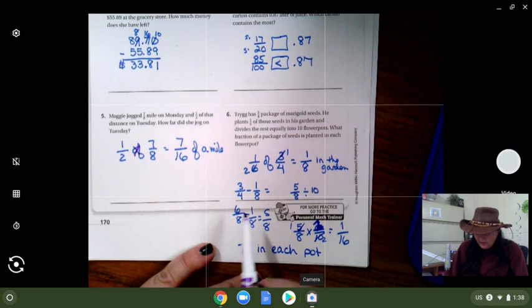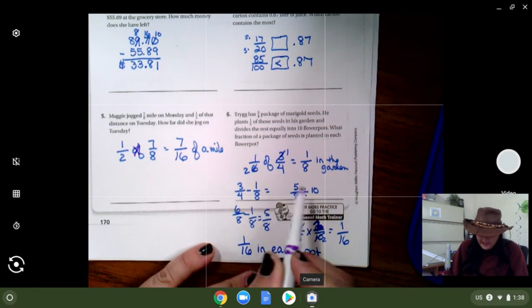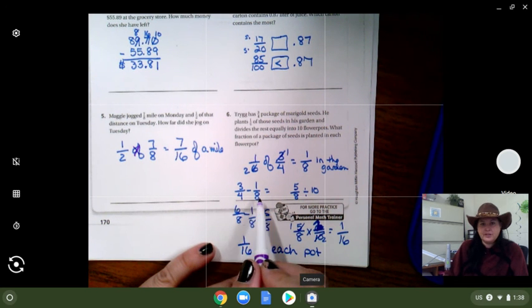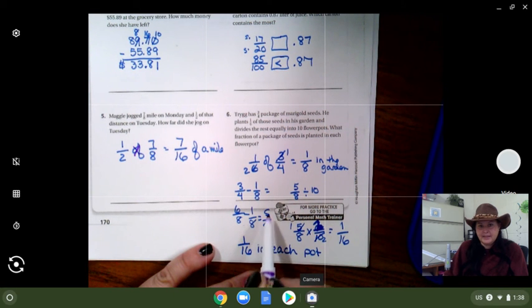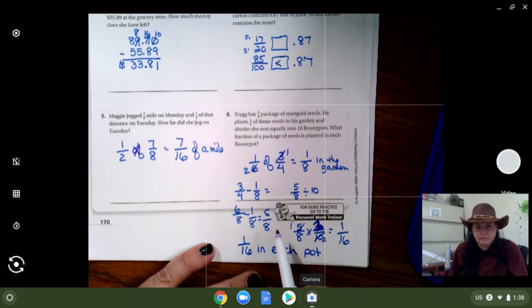So we started with 3/4 of a package and we subtracted the 1/8 that went into the garden. So in order to subtract those two, I needed a common denominator. So I multiplied my top and bottom by 2 and I got 6/8 minus the 1/8 is 5/8. So 5/8 of them were left after the garden.